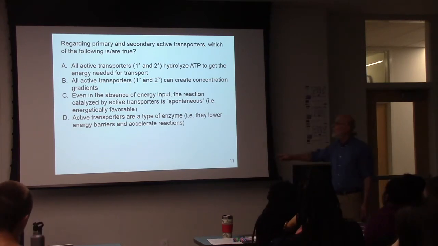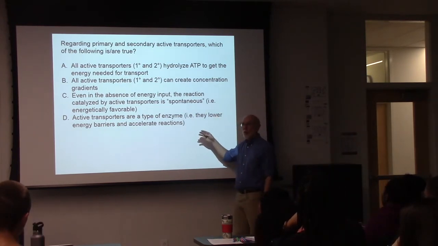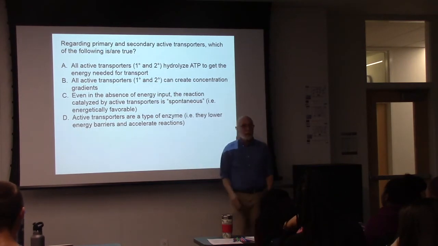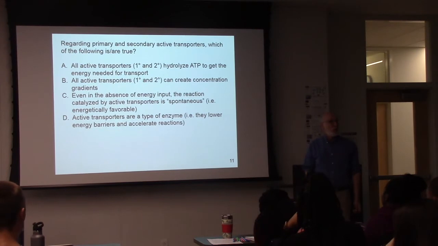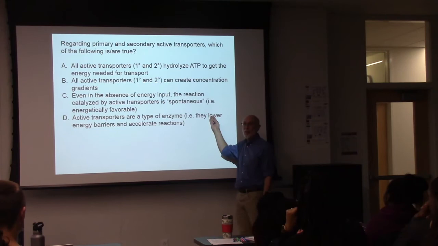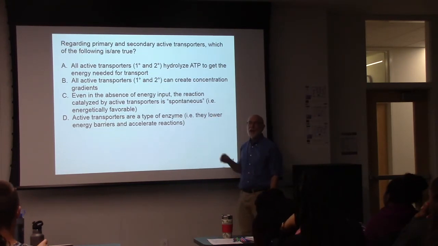For secondary, they do lower energy barriers for solute transport, and they accelerate the reaction. They do convert one solute gradient into another solute gradient by doing the things that enzymes do. They just don't hydrolyze anything. So this is where it gets fuzzy.